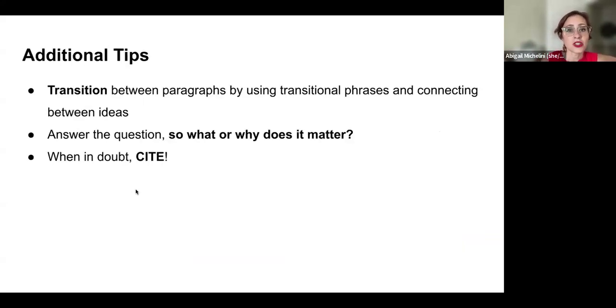Additional tips: make sure that you transition between paragraphs by using transitional phrases and connecting between ideas. Make sure you always answer that question: so what? Like, why am I talking about this? Did ChatGPT leave this out? Did they find a source, but it was fabricated, right? They listed a source, but it was fabricated. So here's a real source to back up what I had to say. And when in doubt, make sure that you cite.